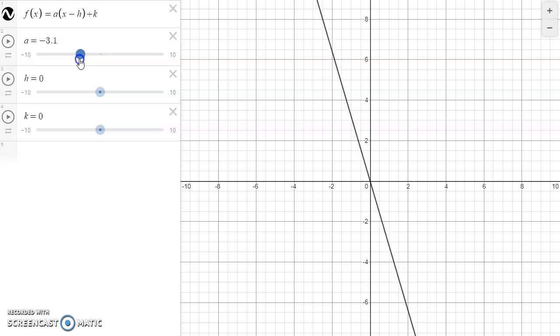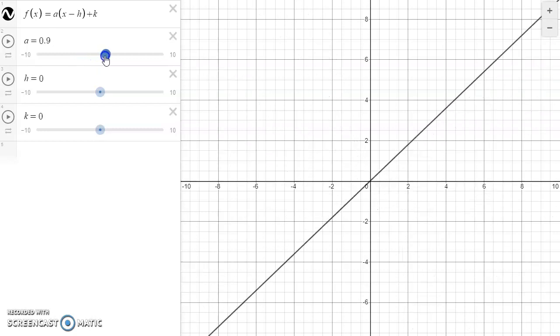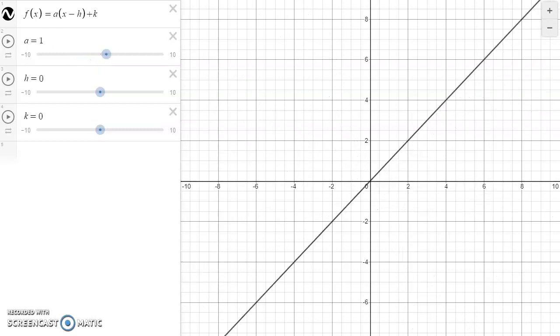Okay? So let's go back to our parent function. The next transformation that I'm going to show you is the vertical shift. So still vertical because it is the k. It's outside the parentheses, so it affects the y-axis. But this time, you're adding, either adding or subtracting. And so because of that, you are just sliding up or down.